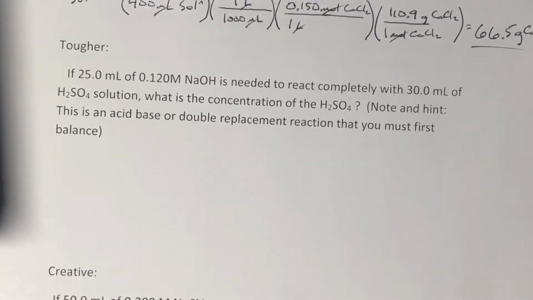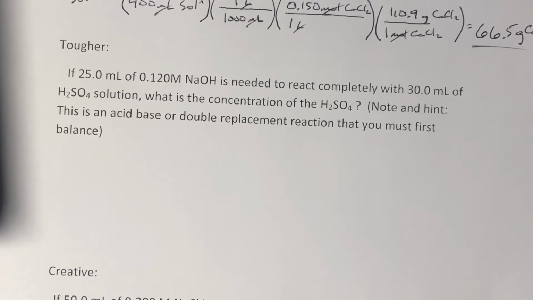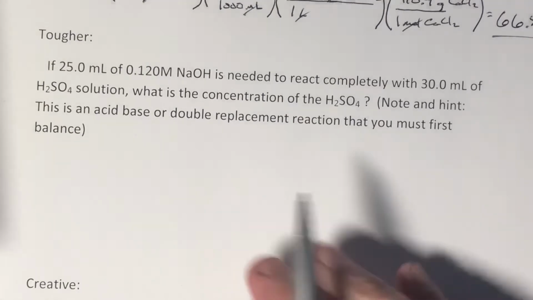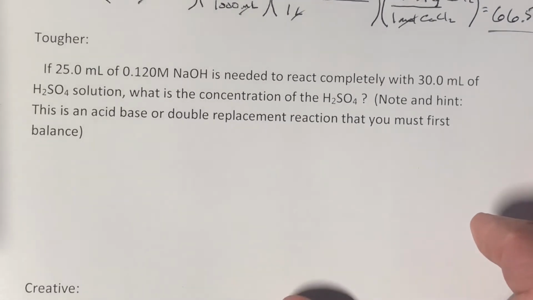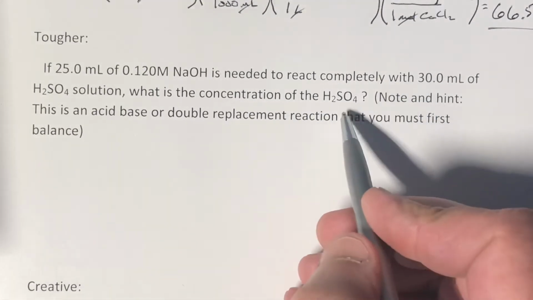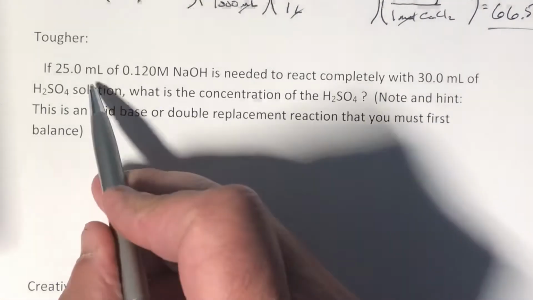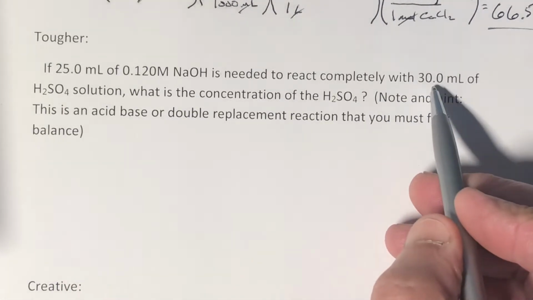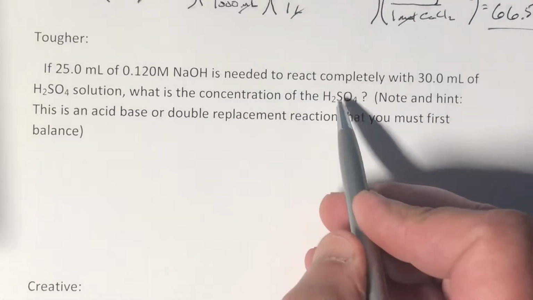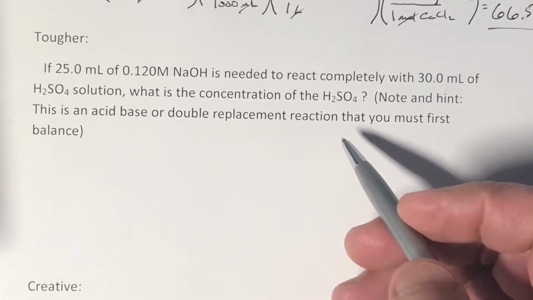If we have 25 mL of one solution, a sodium hydroxide solution, and we're allowing that to react with sulfuric acid, and it takes 25 mL of this solution to react completely with 30 mL of the other one, we want to find out the concentration of that second solution.